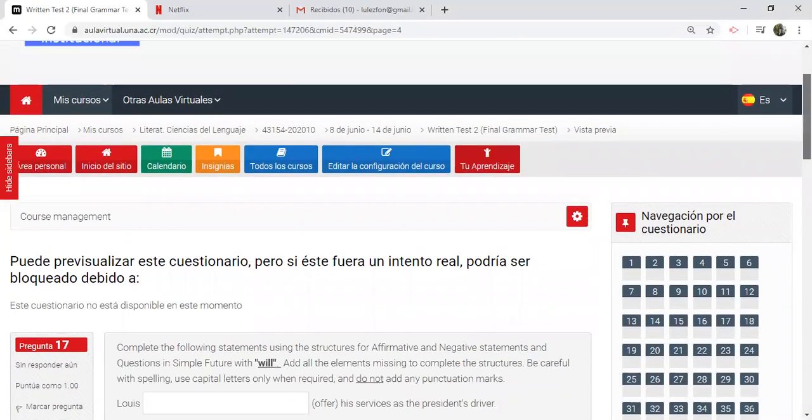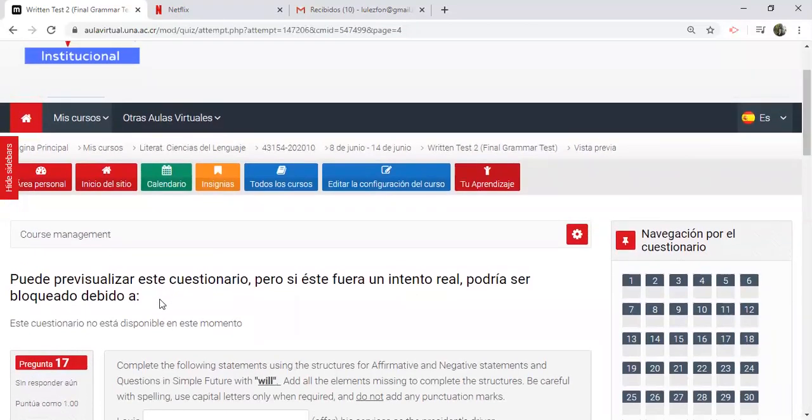Let me see. Here we have a different topic, future. Complete the following statements using the structure for affirmative and negative statements and questions in simple future with will. Of course, you have to pay attention to the context to know if it is an affirmative sentence, a negative statement, or a question with will. It says add all the elements missing to complete the structures. Again, it's completing. You don't have to write the whole sentence again. Be careful with spelling. Use capital letters when required.